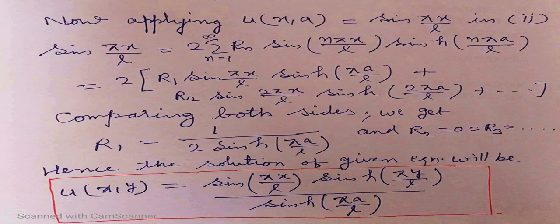Now we resubstitute the values of r1, r2, r3 and all into equation second, and finally we get u(x, y) equal to sin(pi x upon l) sinh(pi y upon l) divided by sinh(pi a upon l). So this is the required solution of the given example, which was a two-dimensional Laplace equation.